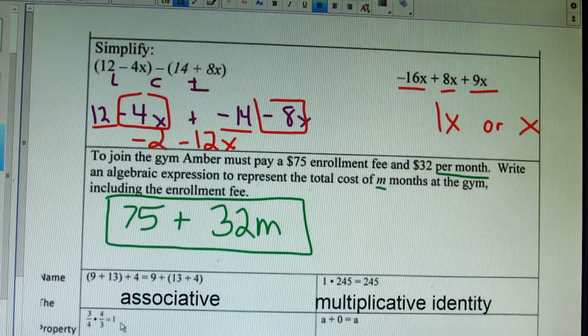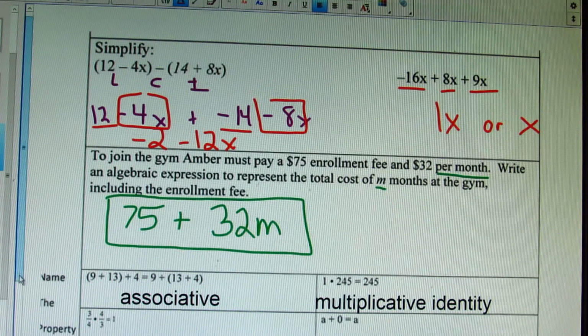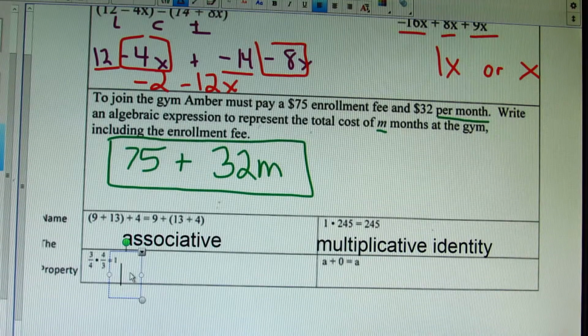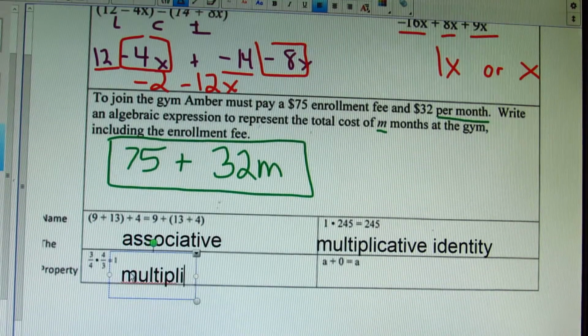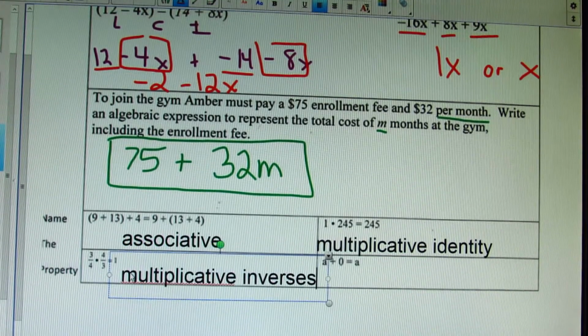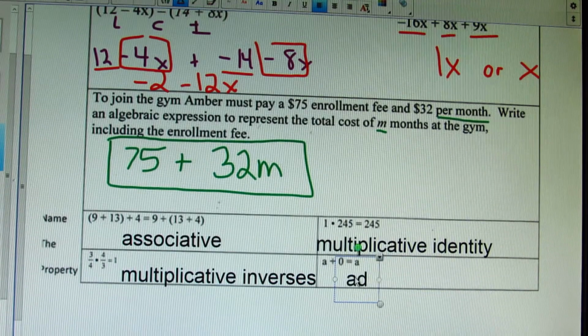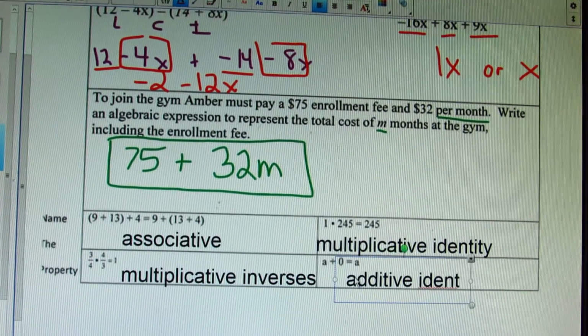3/4 times 4/3 equals 1. Well, 3/4 and 4/3 are reciprocals of each other, also known as multiplicative inverses. And this one, a plus 0 is a. Again, a stays the same. That's an identity. And because I'm adding, that's the additive identity.